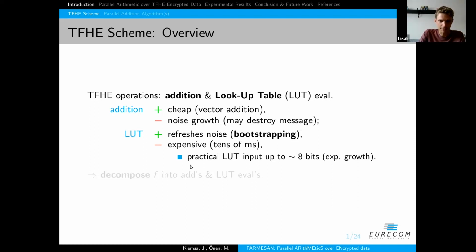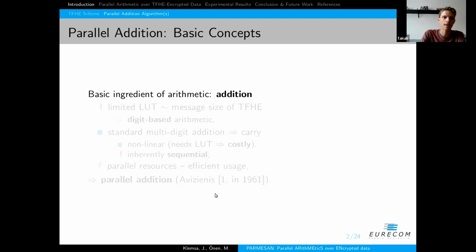And there's another limit. To achieve practical TFHE parameters, the lookup table size is limited to a maximum of 8 bits, usually even a bit less. And the problem is that the complexity of bootstrapping grows exponentially. So given a function f to evaluate over encrypted data, we need to decompose this function into additions and lookup table evaluations to use it with TFHE.